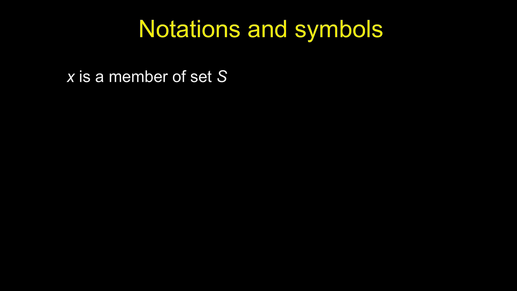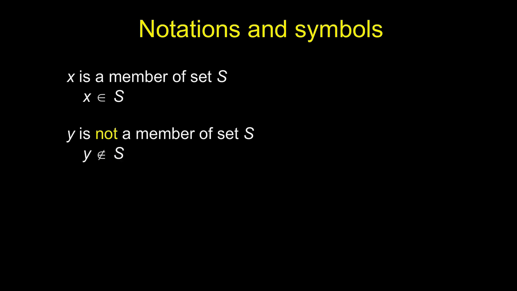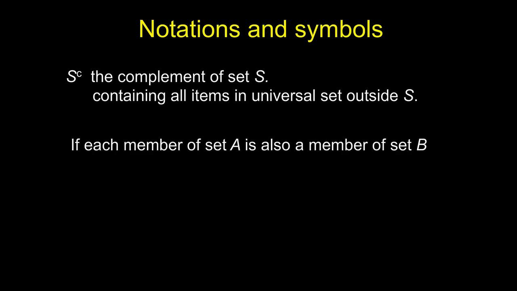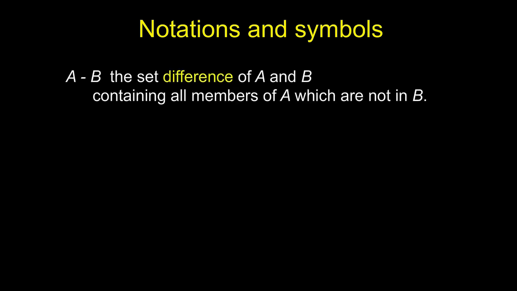If x is a member of set S, then we denote it like this. If y is not a member of set S, then we use this symbol. This is the complement of set S, which covers all items outside set S. If each member of set A is also a member of set B, then we say A is a subset of B and use this symbol. The set difference of set A and set B is denoted by A minus B, which contains all members of A which are not in B.